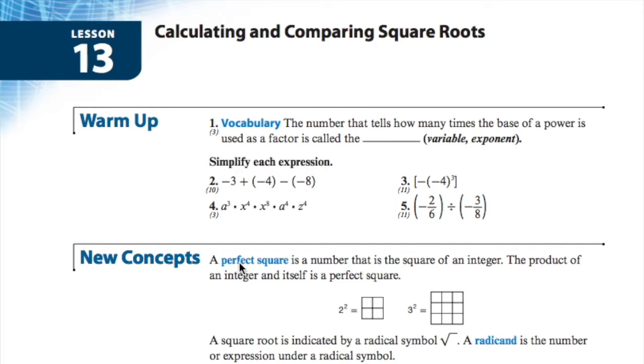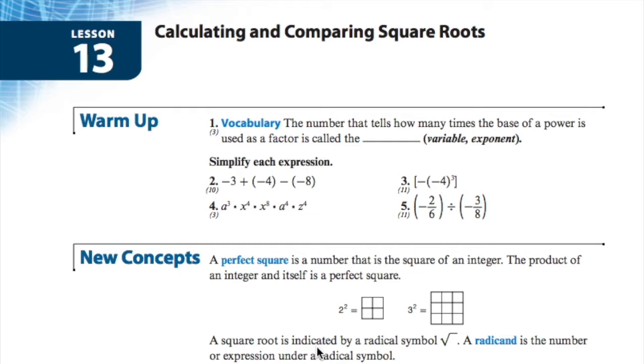A perfect square is a number that is a square of an integer, which is the product of an integer and itself. So you take a number and you multiply it by itself. Here's the example, 2 times 2. 2 times 2 gives you a total of 4. 4 would be an example of a perfect square. 3 times 3, or 3 squared. 3 times 3 is 9. 9 would be an example of a perfect square.